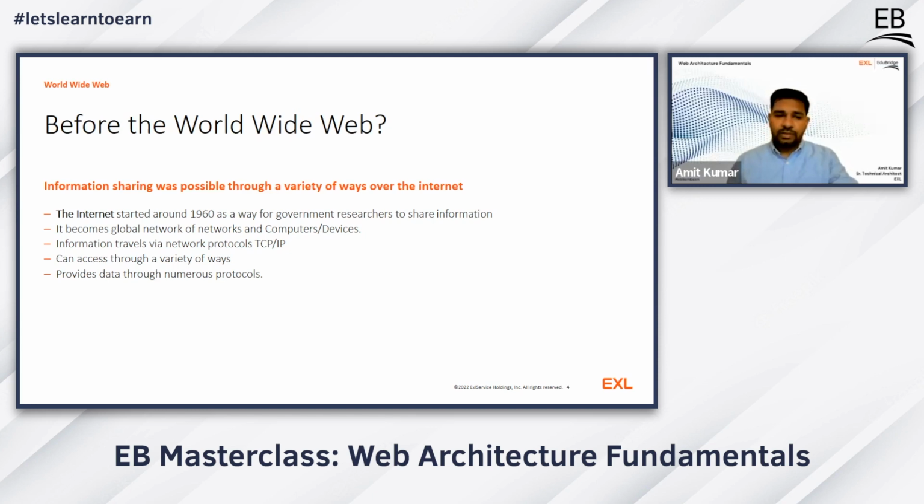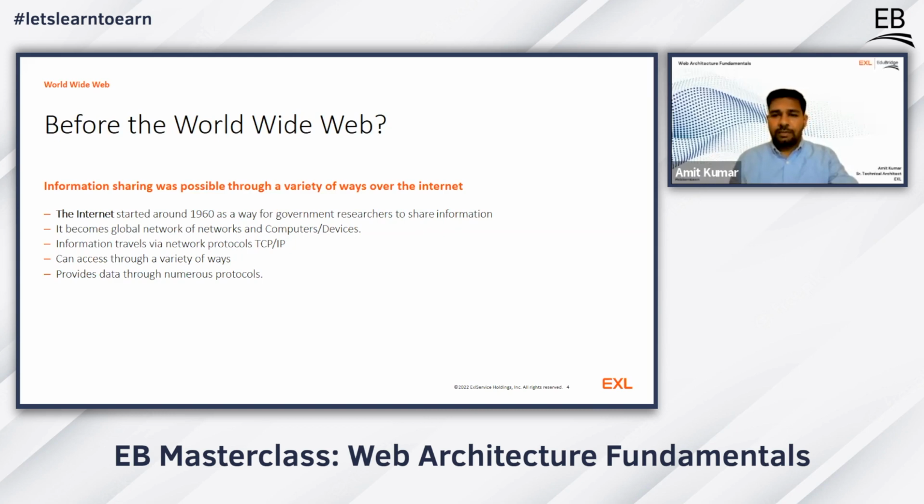There were several ways to access information over the internet. They developed different protocols for different kinds of activities. You might have heard about SMTP for email, FTP for file transfer, and nowadays HTTP. So there are several ways to access information over the internet.